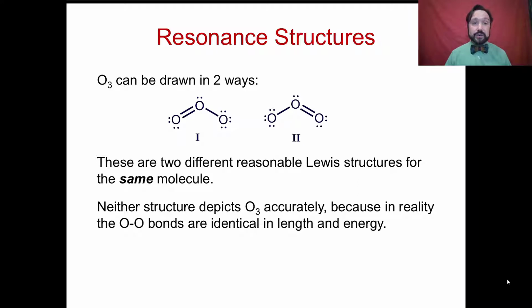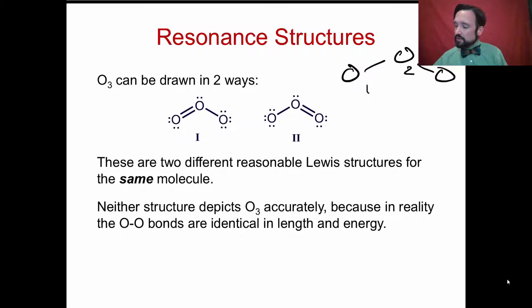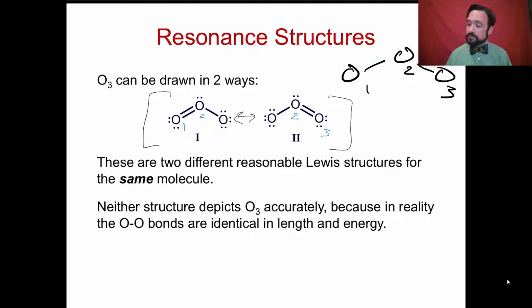Let's look at ozone. Ozone, O3, the ozone layer way up high in the atmosphere, helps protect us from UV rays. We can draw it in 2 different ways. These look really similar, but for the sake of argument, let's label these oxygens O1, O2, and O3. In structure 1, I'm going to have a double bond between O1 and O2. And in structure 2, I've got a double bond between O2 and O3. These are both examples of resonance structures for ozone.